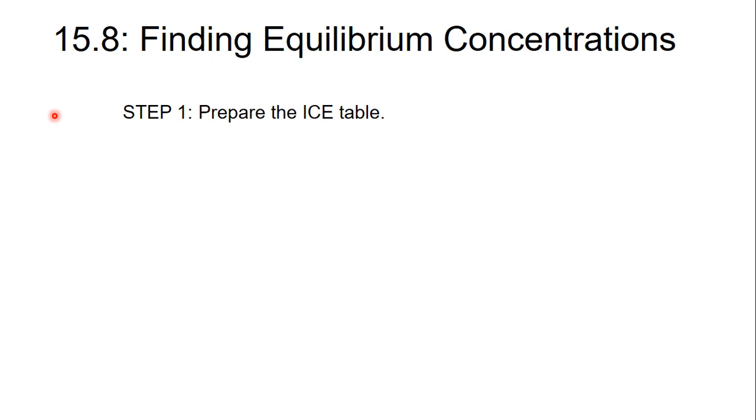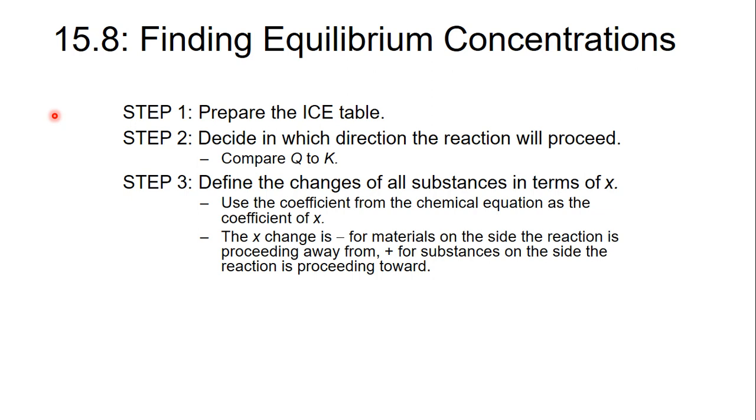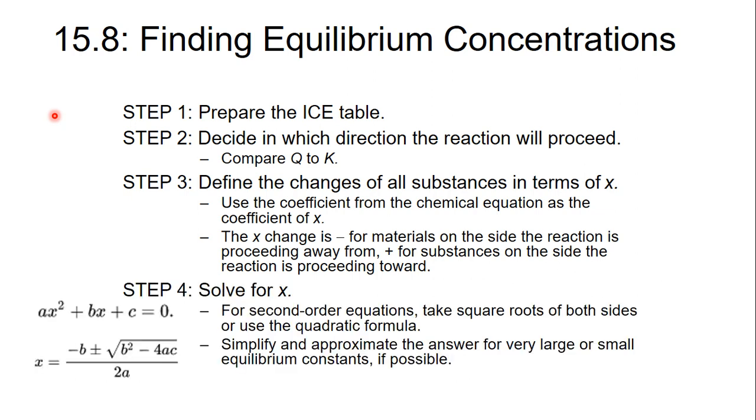So the first step, make your ICE table. Second step, calculate your Q. Determine if Q is smaller than K or bigger than K to know if we're going to make products or if we're going to make reactants. Step 3, do the C column in your ICE table, your change, to know if you're going to lose X, create X, and what your coefficient of X will be.